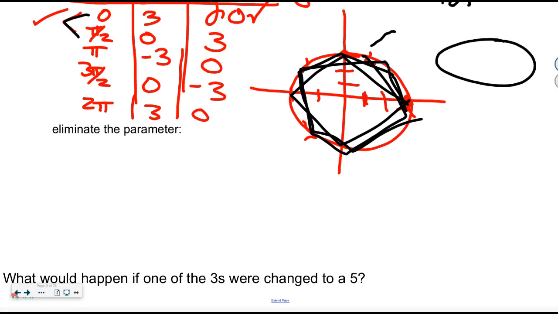All right, we'll go back to the calculators in just a second. What I want you to do, though, is I'm going to show you how to eliminate the parameter the easiest way for trig. So back to your notes. We're not quite done. I want you to write this.